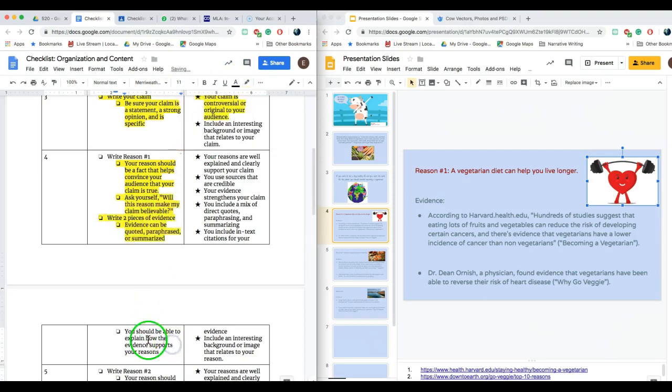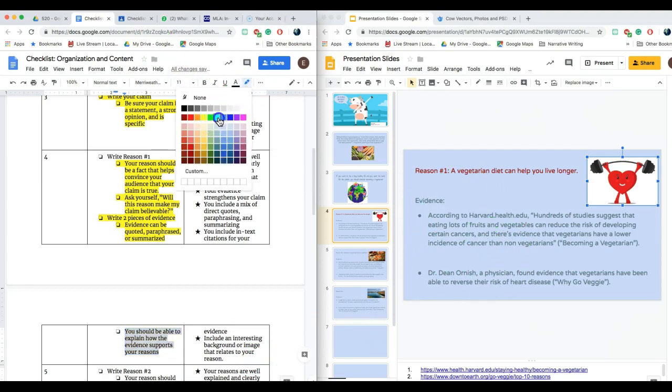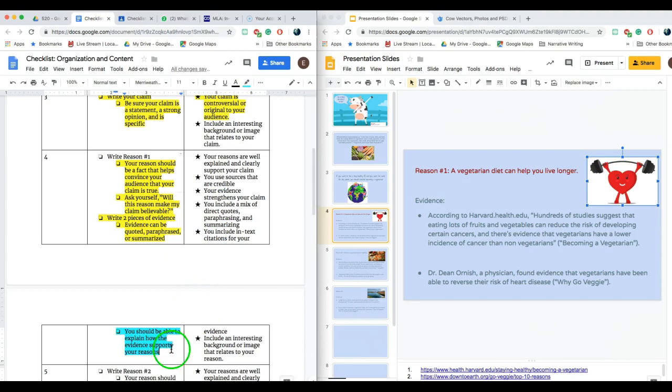And lastly, am I able to explain how the evidence supports my reasons? Okay, so this one, I haven't done that in this slide, and I'm probably not going to. The reason is because when I explain how the evidence supports my reasons, I'm going to be doing that during my presentation. So I'm not really worried about writing an entire paragraph in this section. I'm just writing down the two types of evidence, and then later on I'm going to explain that evidence. So I'm going to leave that actually not highlighted at all.